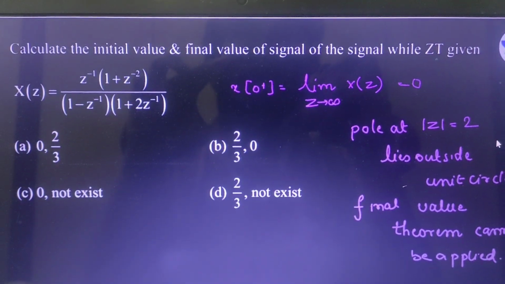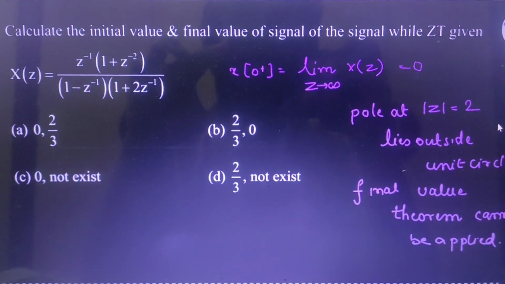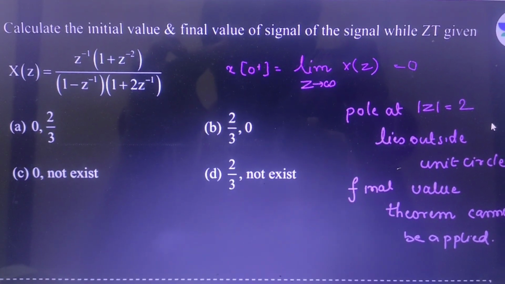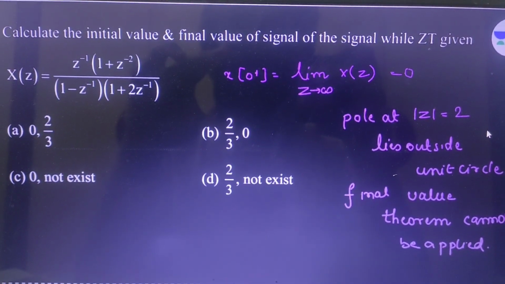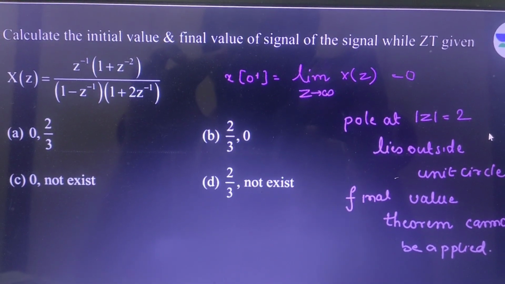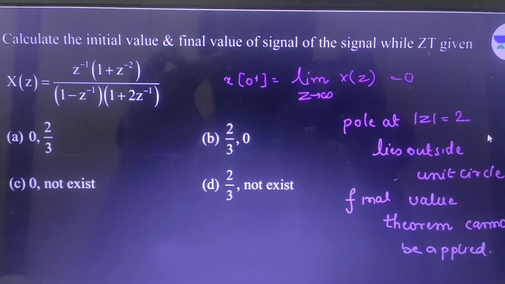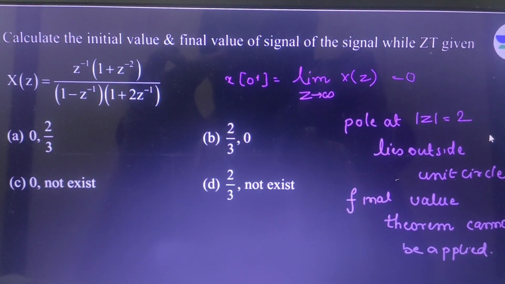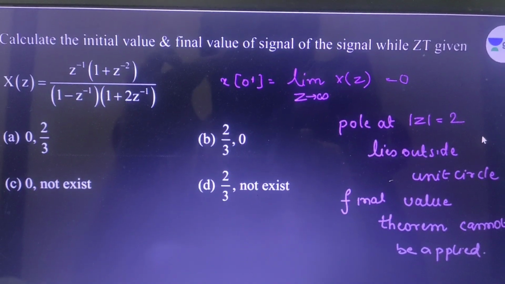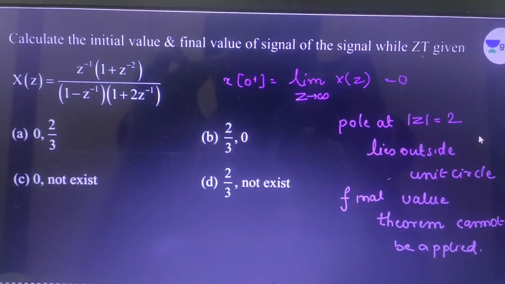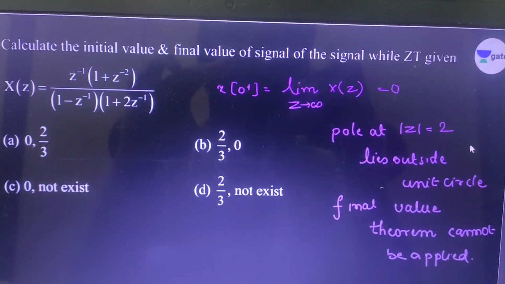In this problem he is asking to calculate the initial value and the final value of a signal from its z transform. The initial value you can find by x of 0 equals limit z tends to infinity x of z, which you will get as 0. And the final value you can calculate as x of infinity equals the limit z tends to 1 of z minus 1 into x of z. But here the pole is at z equals minus 2, which is outside the unit circle. So it is an unstable system and the final value theorem cannot be applied.